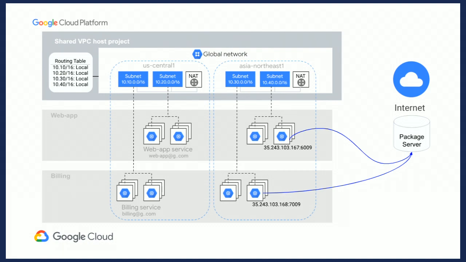One thing to mention here is that NAT is a control plane component. It's not a proxy-based solution. And so you get the same performance and the same throughput for your internet connection as you would if you were to give your VMs public IPs.